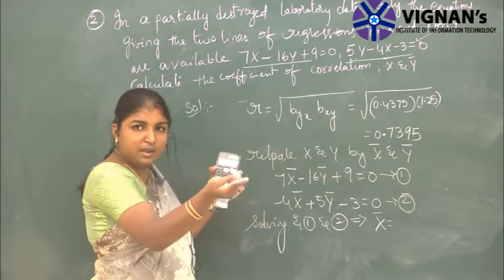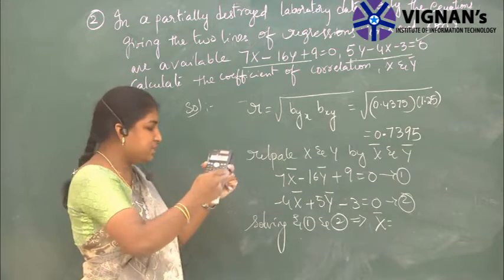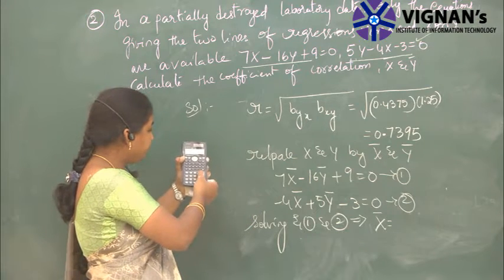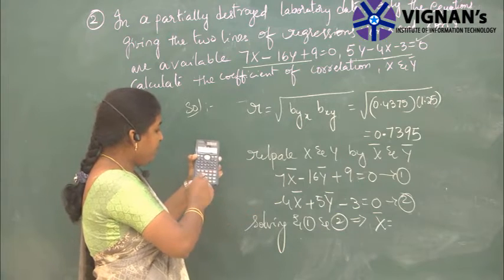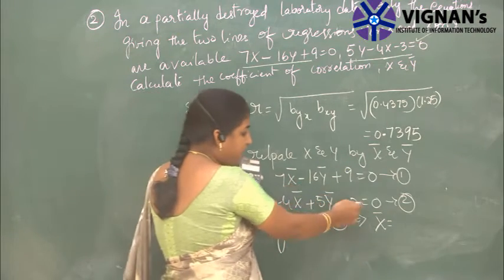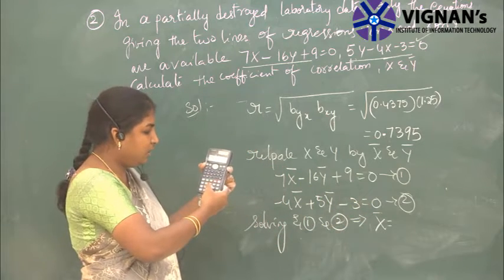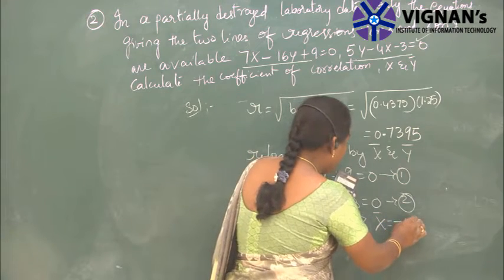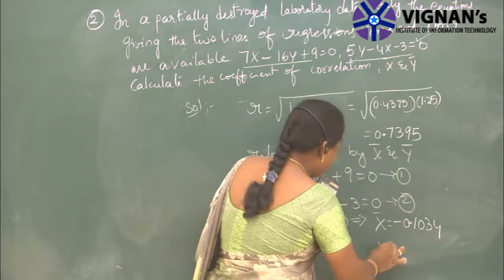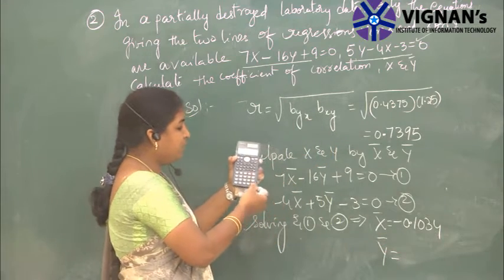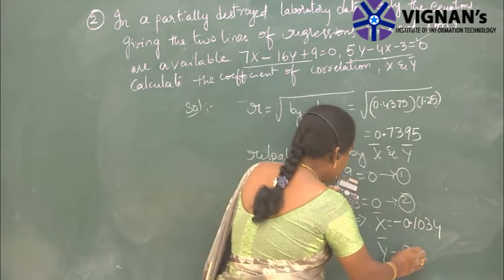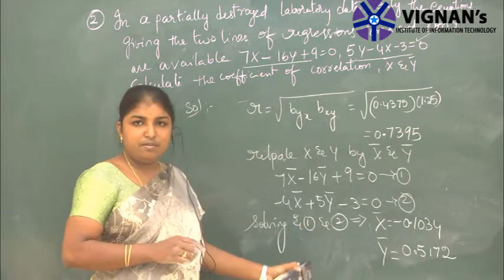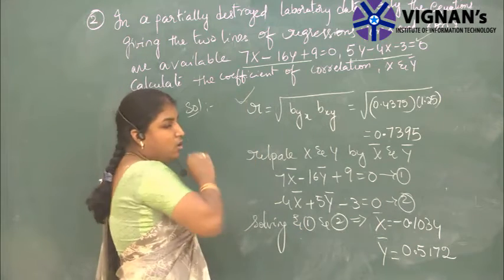means we are taking into the right hand side, that can be changed to minus 9. So that is minus 9 and A2 is minus 4, B2 is 5 and C2 is we are taking into right hand side, we get that value is equal to 3. So press equal to, we get x bar value is equal to minus 0.1034 and y bar, press equal to, we get that value equal to 0.5172. So these are x bar and y bar and this is the correlation coefficient.